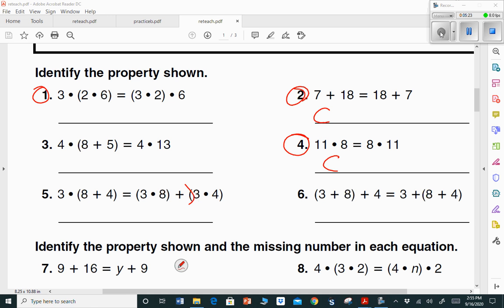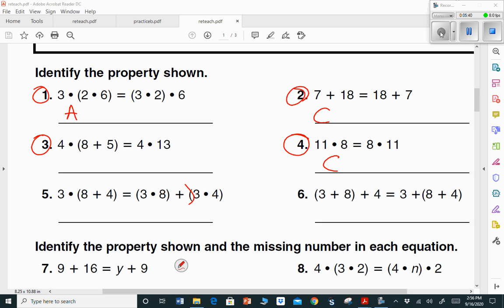All multiplication, 326, 326, and we're just moving some parentheses around. So that one's the associative property. How about number 3? Is it the same problem on both sides, just moving some parentheses around?